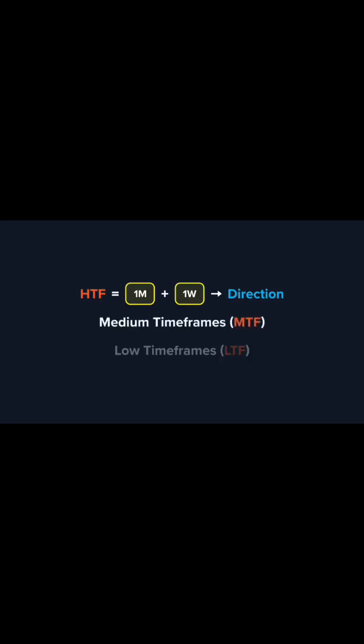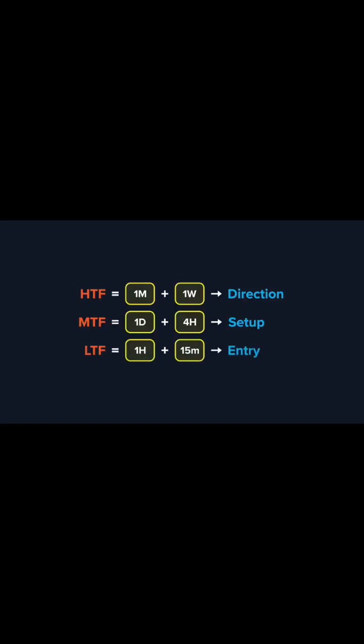The second category are the medium time frames, which consists of the daily and 4-hour time frames. We use this category to look for potential trade setups that align with the larger market structure. And then for the third category, we have the lower time frames, which consists of the 1-hour and 15-minute time frames. And this category is used to actually enter our trades, using the market analysis from the larger time frames.